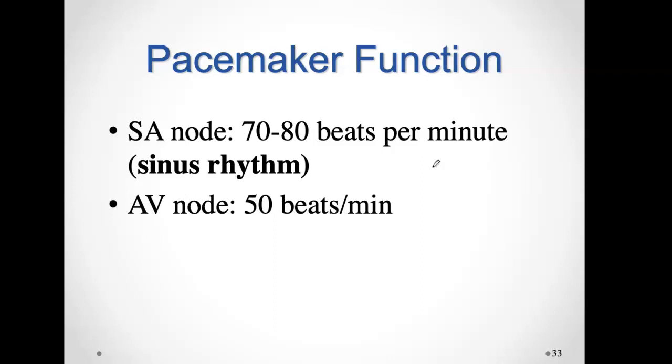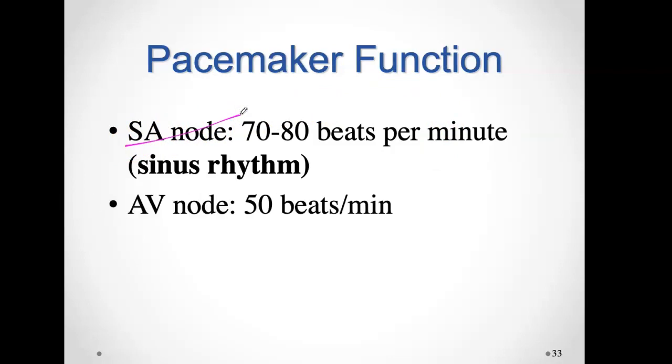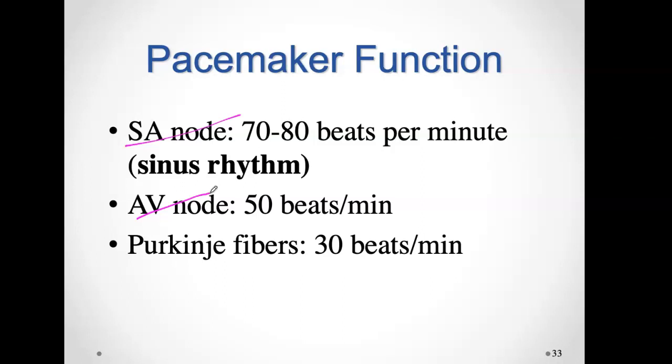The AV node would follow that and do 70 to 80, unless you remove the SA node and it wasn't there, and then the AV node on its own would be capable of initiating action potentials at only about 50 beats per minute, creating a contraction of about 50 beats per minute. And if you were to damage this and that would not be there, then the Purkinje fibers would have to take over, and they would be able to do it at about 30 beats per minute.